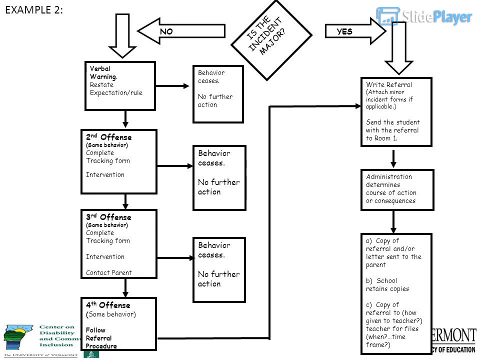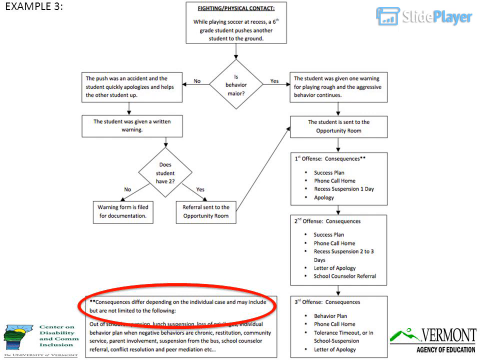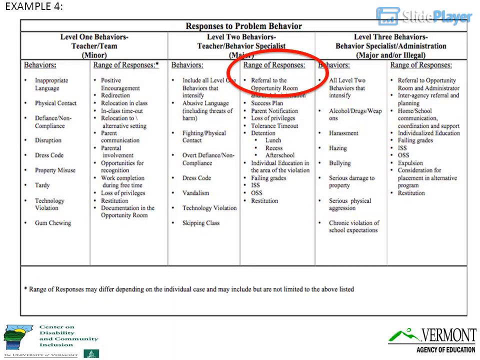Administration determines the course of action or consequences. Third offense: contact the parent. Verbal warning. Restate the expectation or rule. Example 3. Example 4.